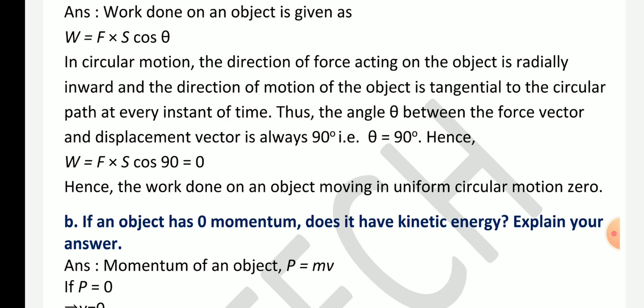Thus, the angle theta between the force vector and displacement vector is always 90 degrees. That is, theta equals 90 degrees. Hence, W equals F into S cos 90, which equals 0. Hence, work done on an object moving in a uniform circular motion is 0. Okay?